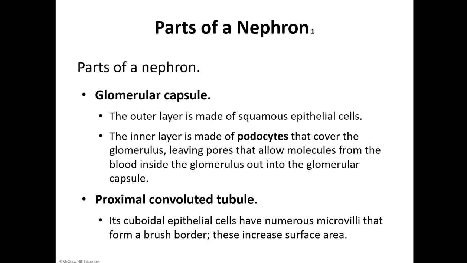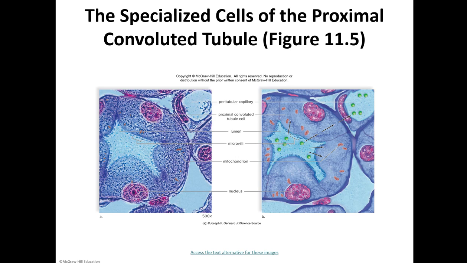The cuboidal epithelial cells of the proximal convoluted tubule have many mitochondria and microvilli to carry out active transport, following passive transport, from the tubule to the blood. It also increases the surface area. You can see over here the lumen on the inside and the microvilli surrounding it.